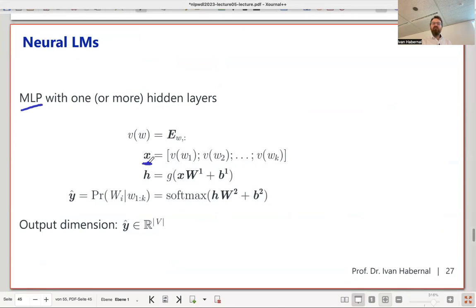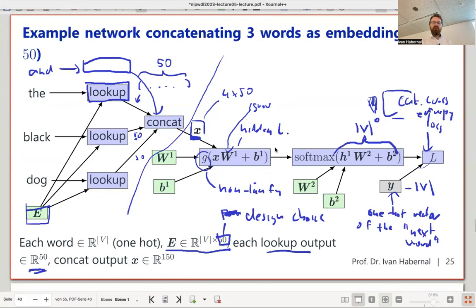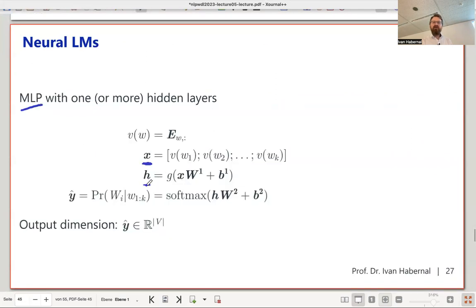So the input feature vector to our model is the concatenation of the embeddings. And then there is a hidden layer, a linear projection with a nonlinearity, which could be ReLU. And the output is a softmax over the output layer, which gives us the probability of a word over the whole vocabulary. So again, the output dimension will be the size of the vocabulary. This is just summing up what we discussed, again with the actual formulas.